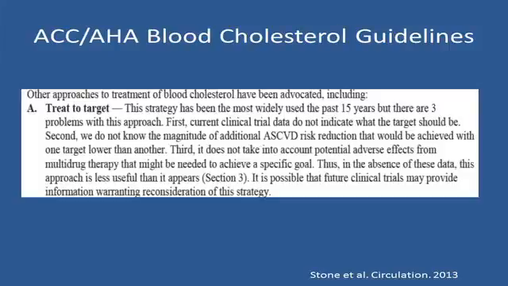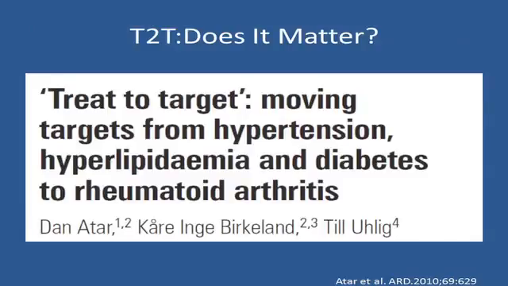So in this particular guidelines document, in view of the absence of data, the approach appears less useful than it might appear. So clearly we want to reduce these levels, but we don't know exactly what the target should be. So this was the editorial in ARD, which I alluded to. Treat to target, moving from hypertension, hyperlipidemia, and diabetes to rheumatoid arthritis.